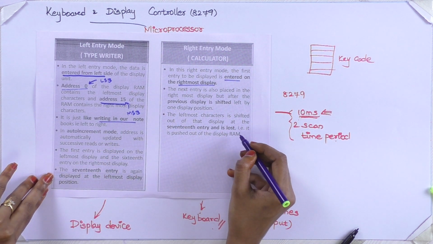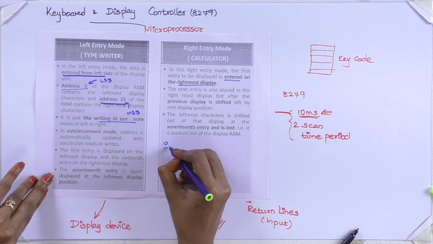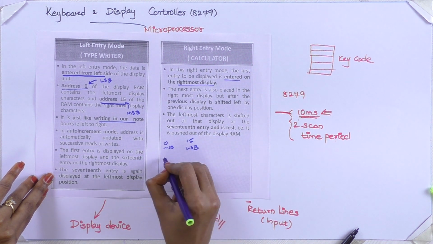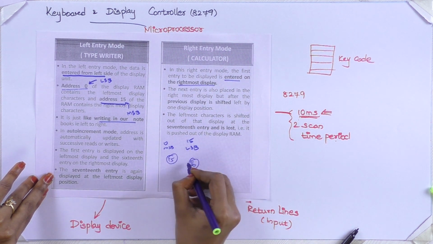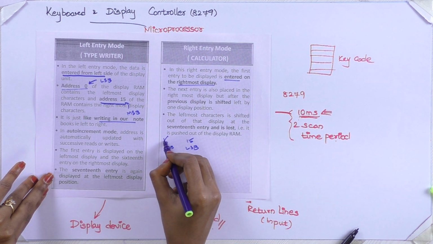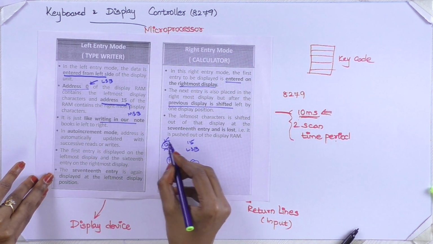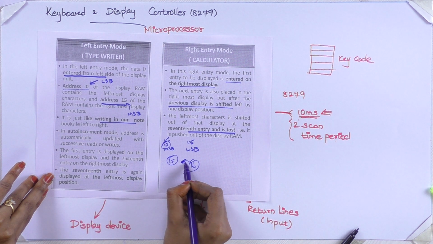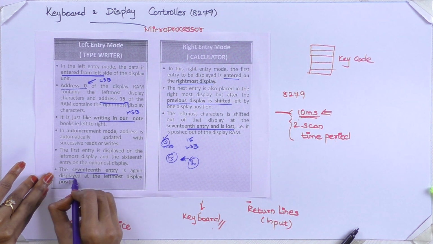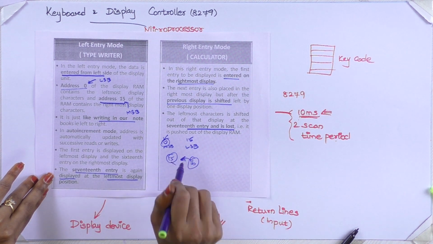Fine. In the other case, 0 will have the MSB and 15 will have the LSB. If 15 characters have been used and you enter the 16th character, the previous value that has been displayed will be shifted to the left, and the 17th entry will get lost since a new character is getting into this display. But in left entry it won't happen. The 17th character is again displayed at the leftmost display position. No problem in left entry, but there is a loss of data in the right entry.